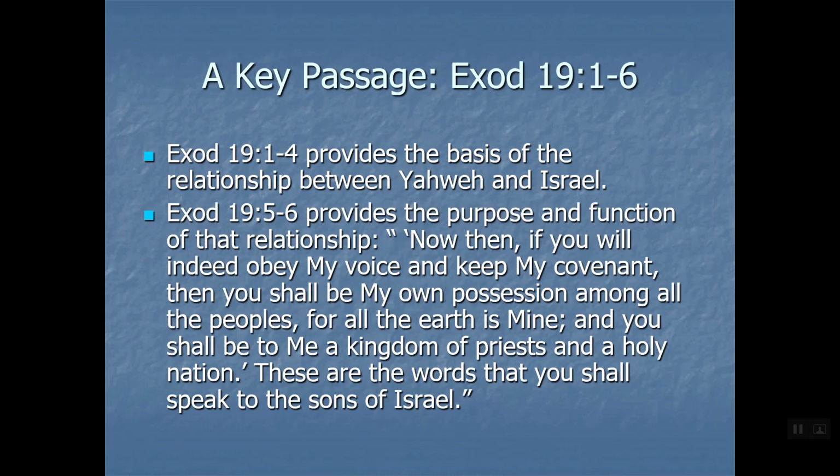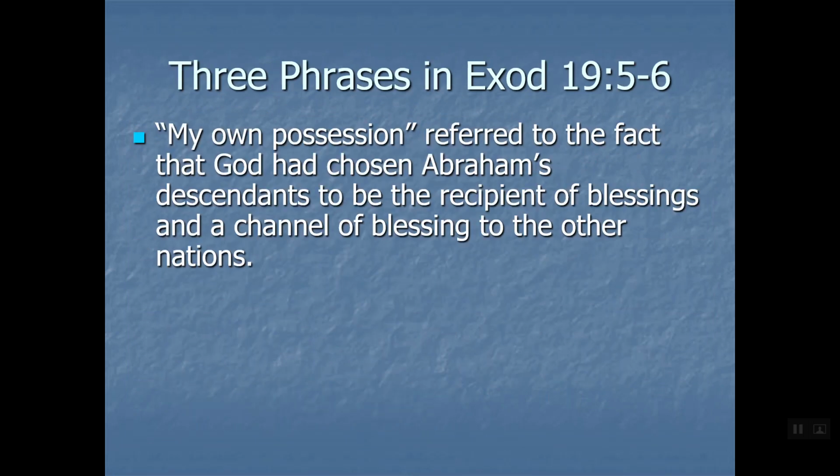The key passage is Exodus 19:1-6. The first 4 verses, remember, this is after they've made this trek down to Sinai. They provide the basis of the relationship between Yahweh and Israel, and he's basically just reviewing his choosing of Israel, his bringing them safely through the wilderness, and his entering into covenant with them now. And then verses 5 and 6 provide the purpose and function of that relationship.